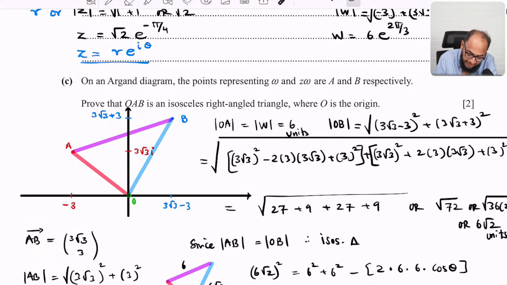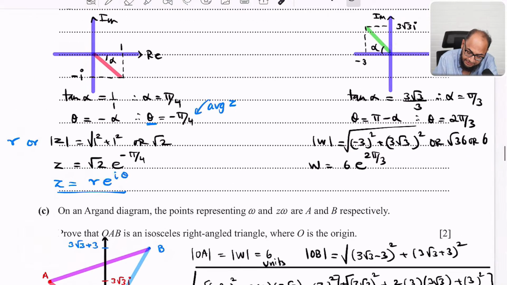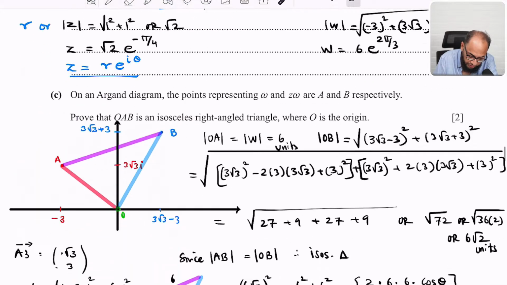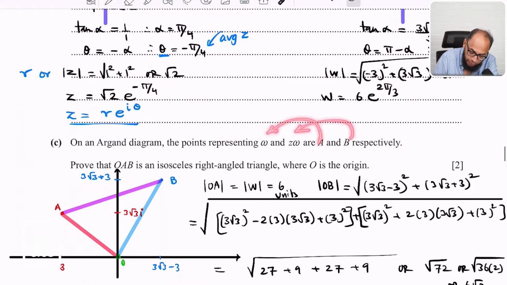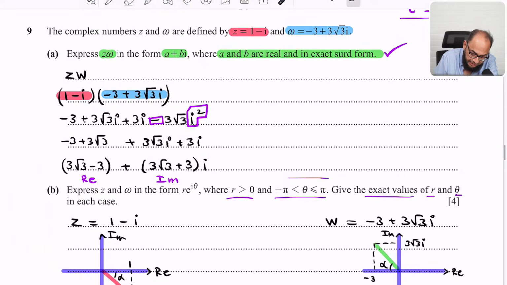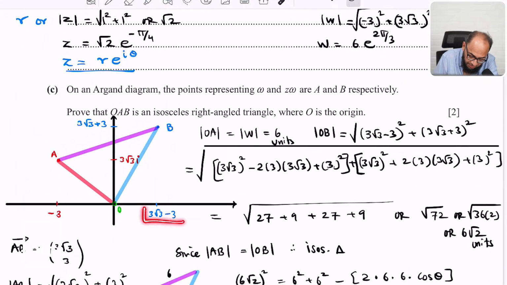So w is this thing, -3 plus 3 root 3i. Let me highlight it. -3 and 3 root 3i is denoted by A. So w is A and B is zw. So zw is right over here, that is 3 root 3 minus 3 and 3 root 3 plus 3i. 3 root 3 minus 3 is right over here, and 3 root 3 plus 3 is right over here. So this is A, this is B.